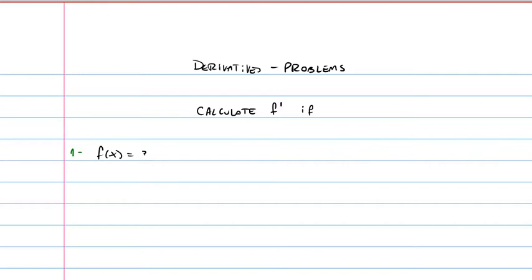In this video we're gonna be solving some problems about derivatives. In the exercises we'll do, we're gonna have to calculate f prime. In the first example we're gonna start with an easy one. It's gonna be f of x equal to 3x to the power 3 plus 6x squared minus 2x plus 1. So you're gonna have to calculate f prime.